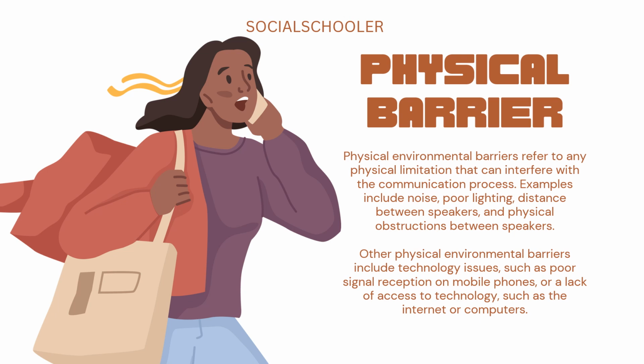Physical barrier. Physical environment barriers refer to any physical limitations that can interfere with the communication process. Examples include noise, poor lighting, distance between speakers, and physical obstruction between speakers. Other physical environmental barriers include technology issues such as poor signal reception on mobile phones or lack of access to technology such as the internet or computers.